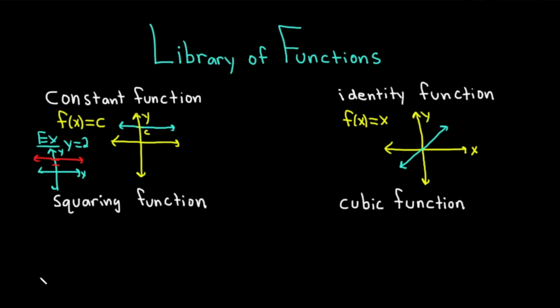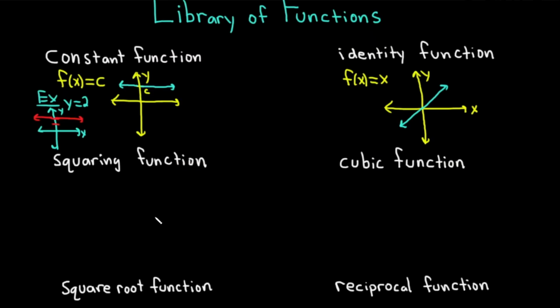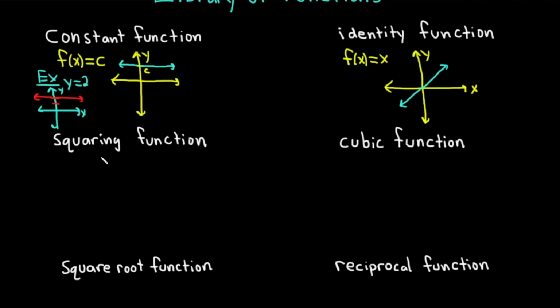Now the squaring function, this is one that comes up a lot in problems when you learn about transformations. So the squaring function is f of x equals x squared. This is also called a quadratic function. Let me show you what it looks like. So here's the y-axis, here's the x-axis. And the squaring function basically looks like a U. That's the general shape for the squaring function. It looks something like this.